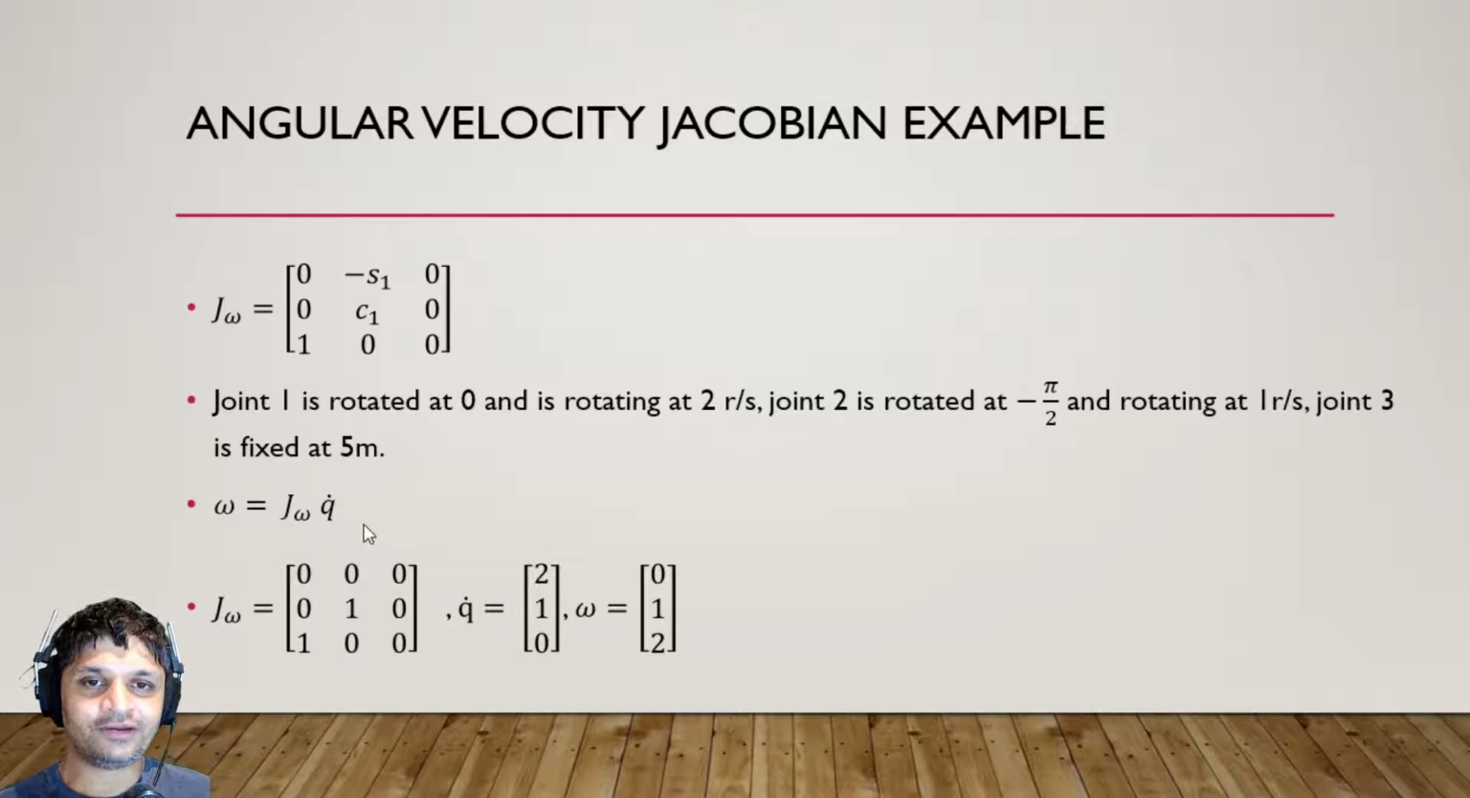Q dot, which is the vector representing my joint velocities: the first joint has a joint velocity of 2, the second joint has a joint velocity of 1, and the last one has a joint velocity of 0. So if I take this and multiply this, I end up with this angular velocity. So basically, if I had this arm and I was rotating here at 2 radians per second and this one at 1 radian per second, my end effector would be rotating by 0 radians per second around the x-axis, by 1 radian per second around the y-axis, and by 2 radians per second around the z-axis. Okay, so I could transform my joint velocities to an end effector velocity because I have this angular velocity Jacobian.